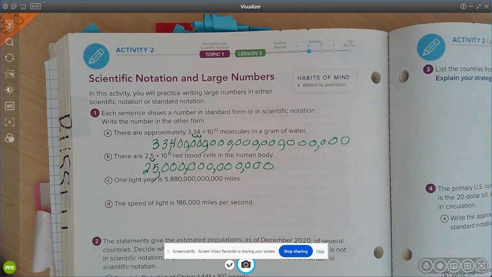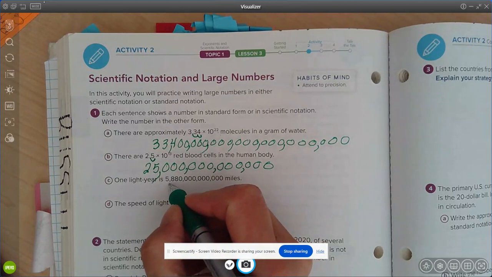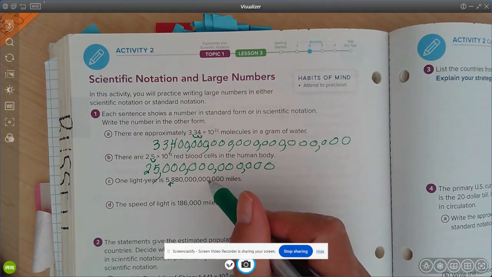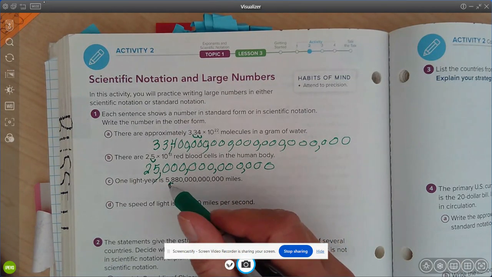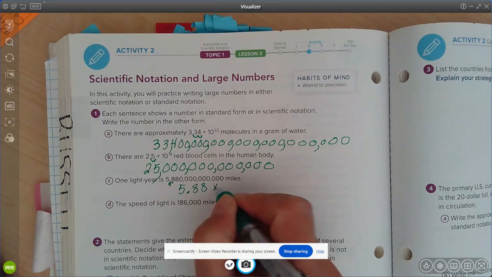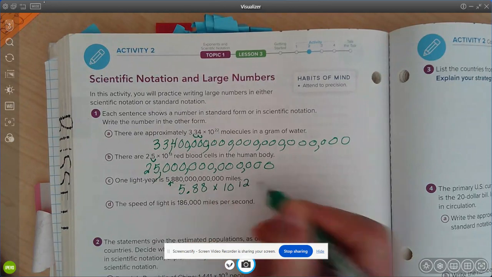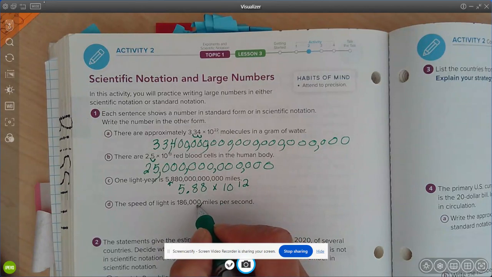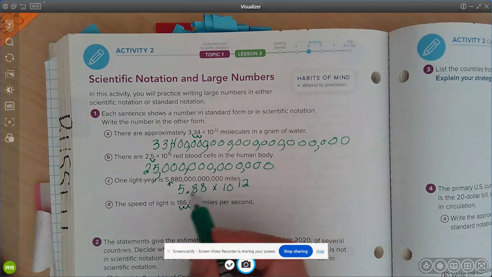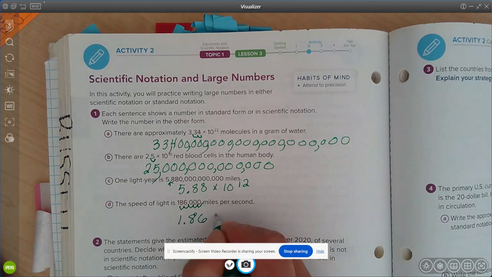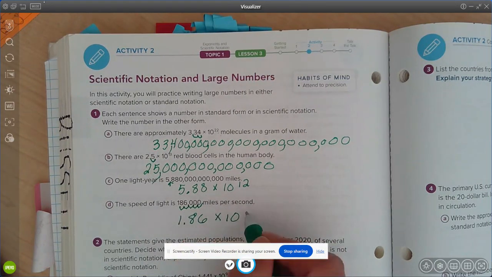So we decide where we want the decimal. We want the decimal between the 5 and the 8. And then we count. How many places is that? 3, 6, 9, 12. So it's 5.88 times 10 to the 12th power. Same thing here. 1, 2, 3, 4, 5. Between the 1 and the 8, remember the 1's place is always the largest place, times 10 to the 5th.